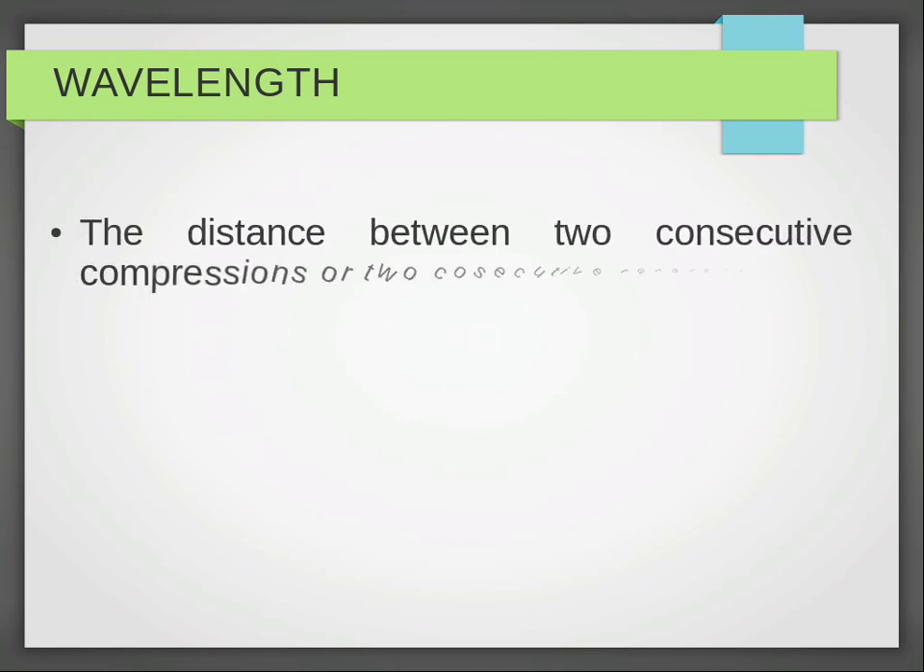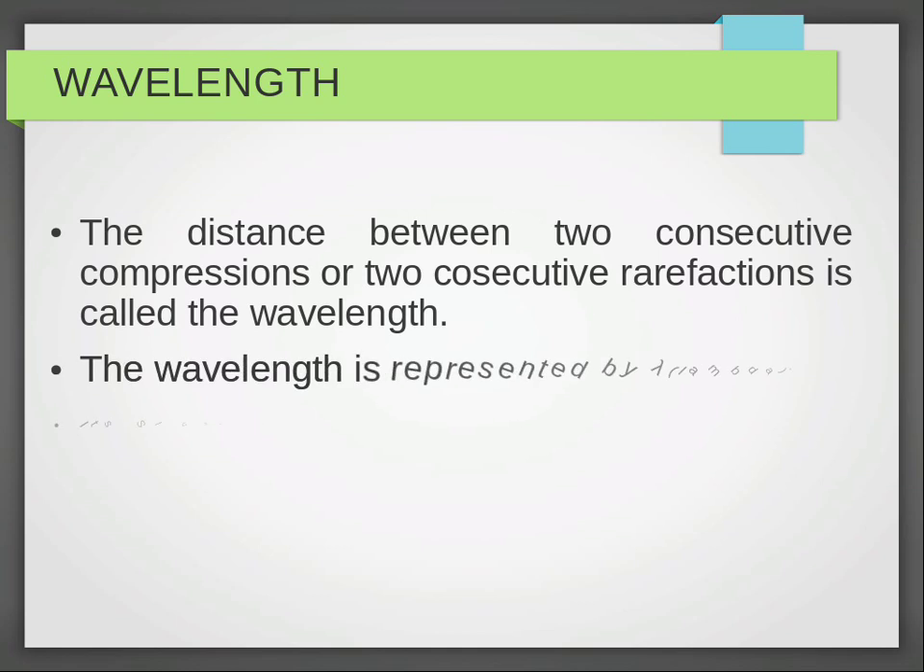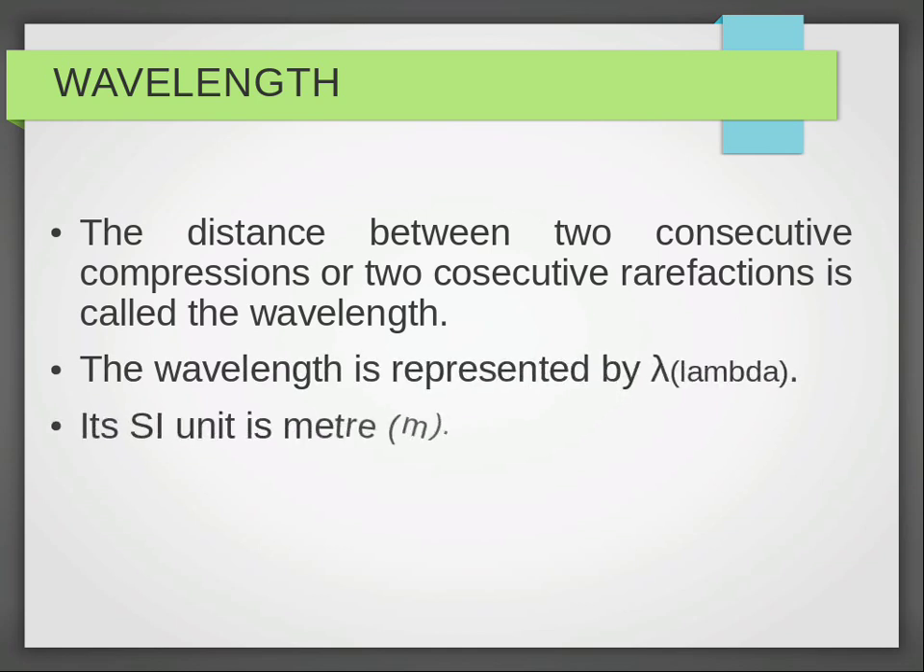Let us first discuss the first characteristic, that is wavelength. The distance between two consecutive compressions or two consecutive rarefactions is called a wavelength. The wavelength is represented by the Greek alphabet lambda and its SI unit is meter.